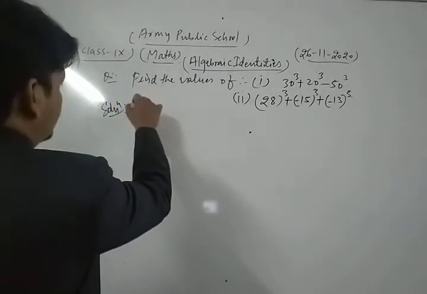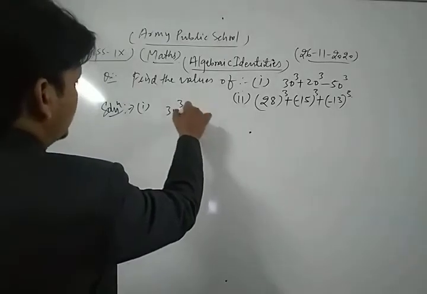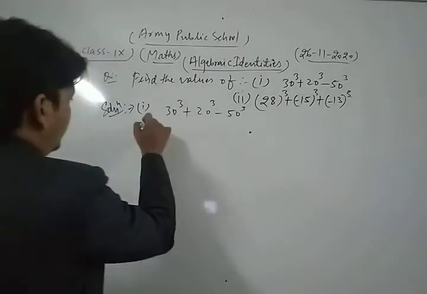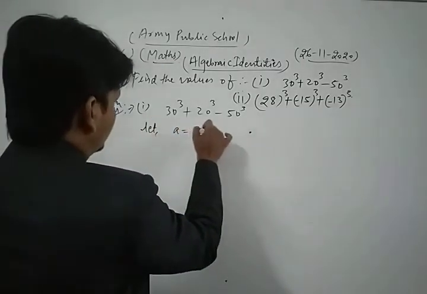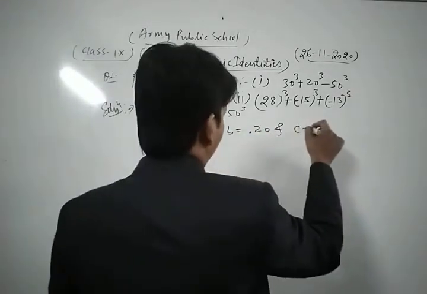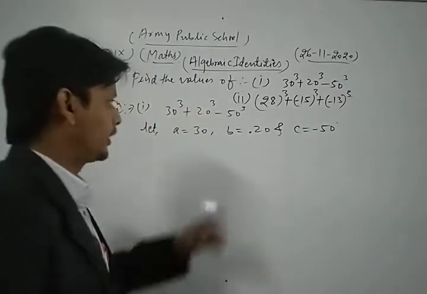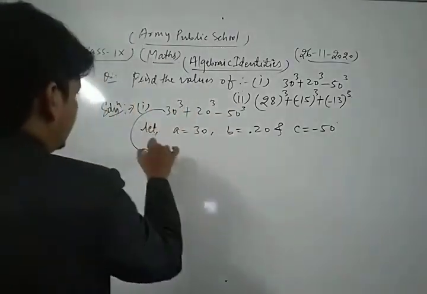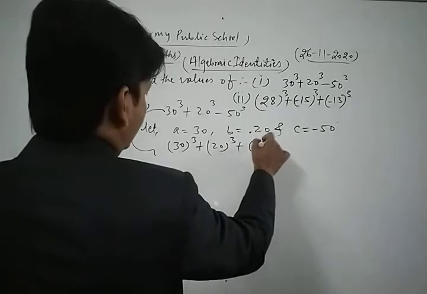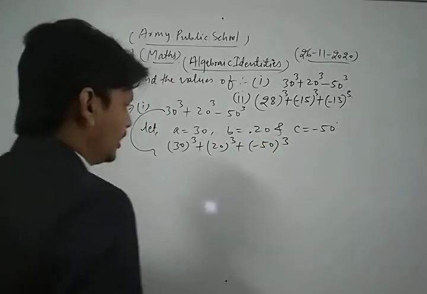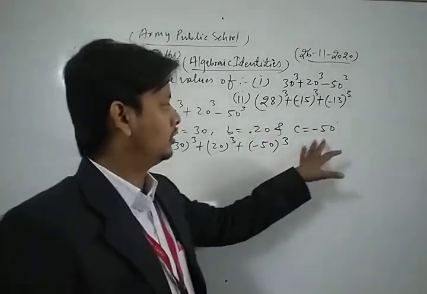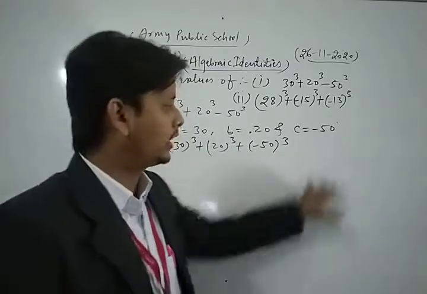First of all we take the first part of this question, which is 30 cube plus 20 cube minus 50 cube. First of all we take, let a is equal to 30, b is equal to 20, and c is equal to minus 50. We write this question in this way also, 30 cube plus 20 cube plus, we can write in this way, minus 50 cube. Now we take the value of a as 30, the value of b as 20, and the value of c is minus 50.